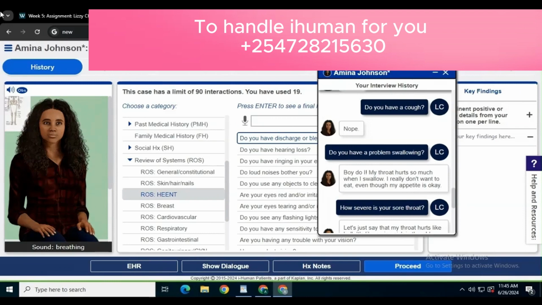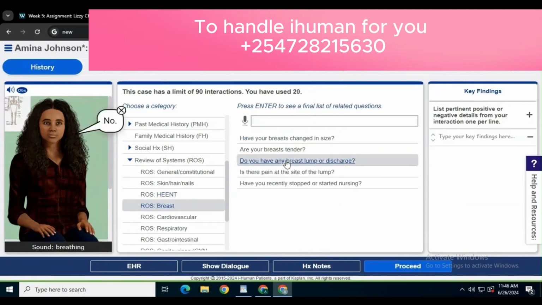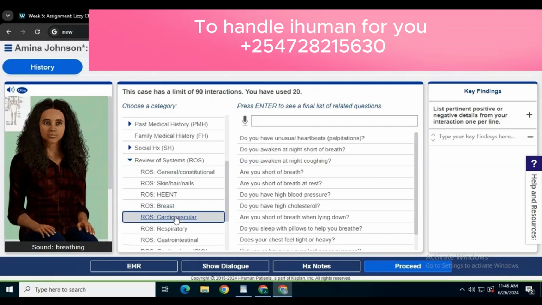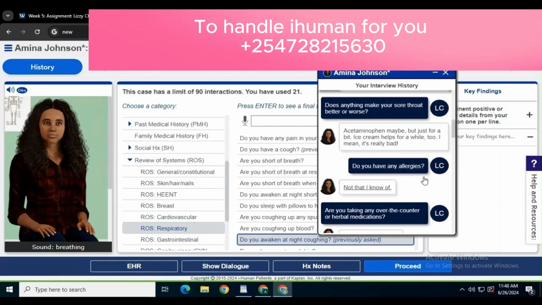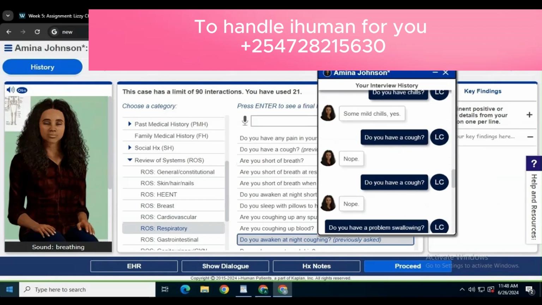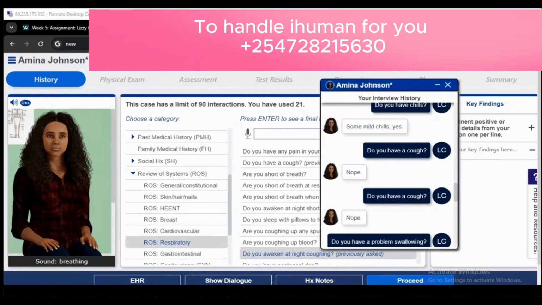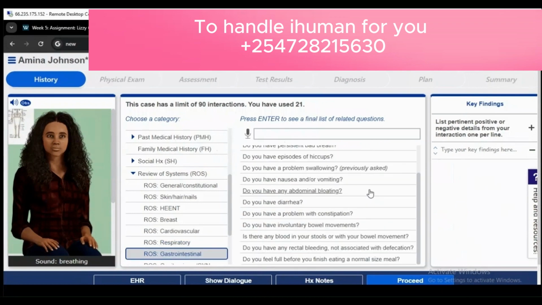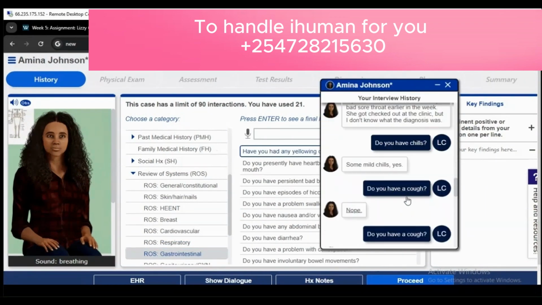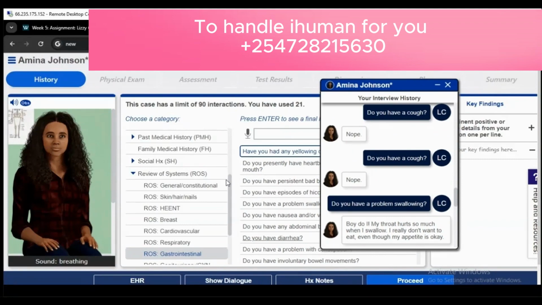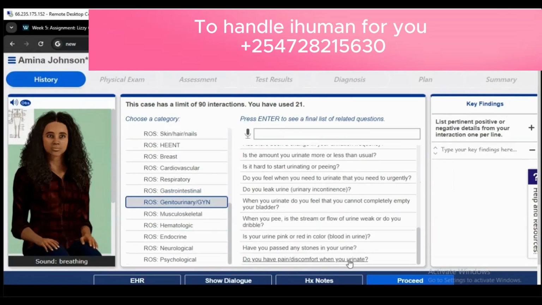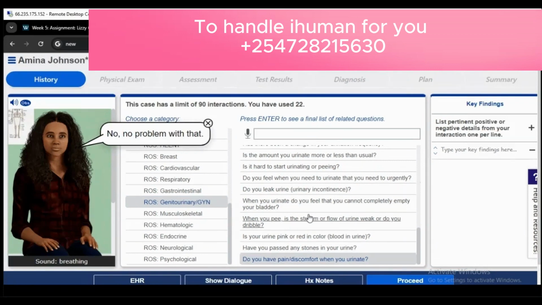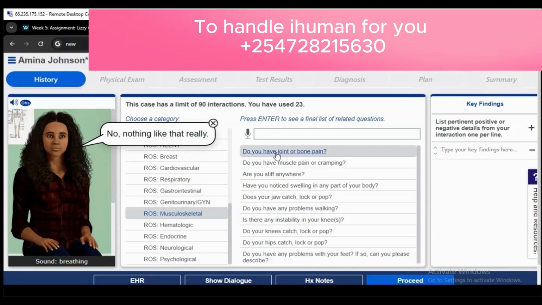So the first letters of what I just described give you the acronym OLD CARTS. When I ask any question, I have to really link it to the patient's reason for encounter, the symptoms, and also ensure that I'm following the OLD CARTS approach.